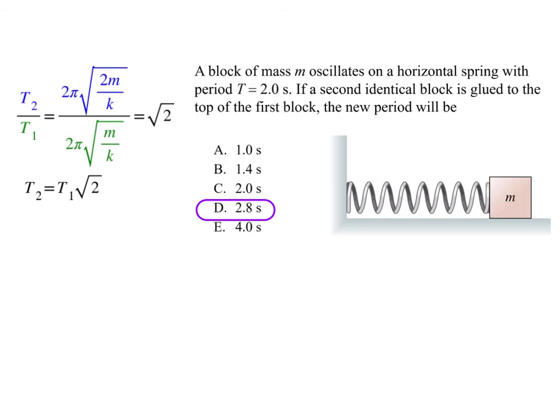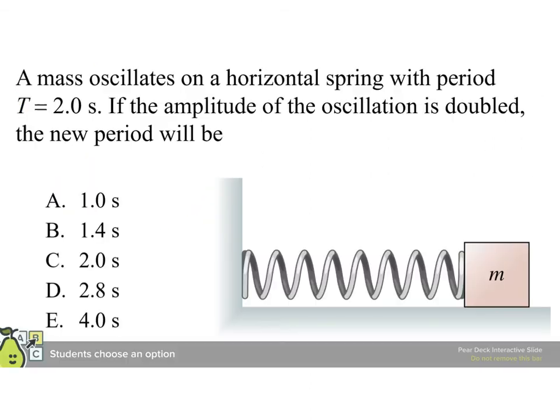A slightly more formal way of doing the same thing, which maybe is easier to follow or not, is the new period, which is 2 pi root 2m over k, divided by the original period, which was 2 pi times root m over k. The 2 pi's cancel. The k's cancel because it's the same spring, and we're left with just 2m over m, which is 2. And so the new period is T1 times root 2, which, as said before, is 2.8.